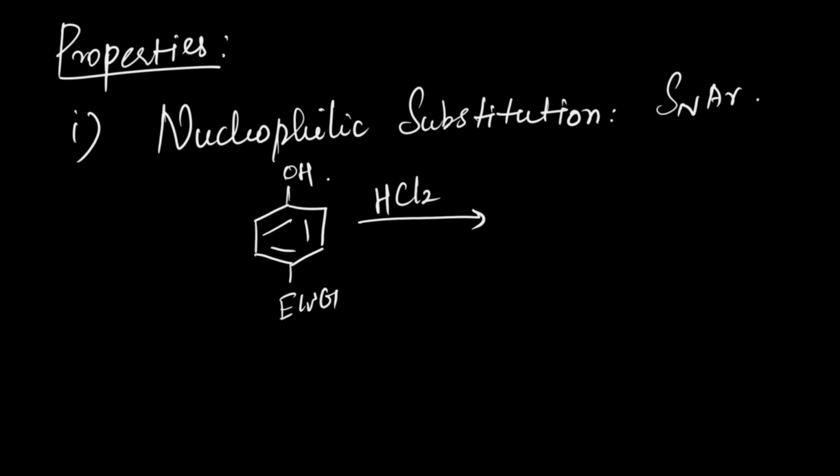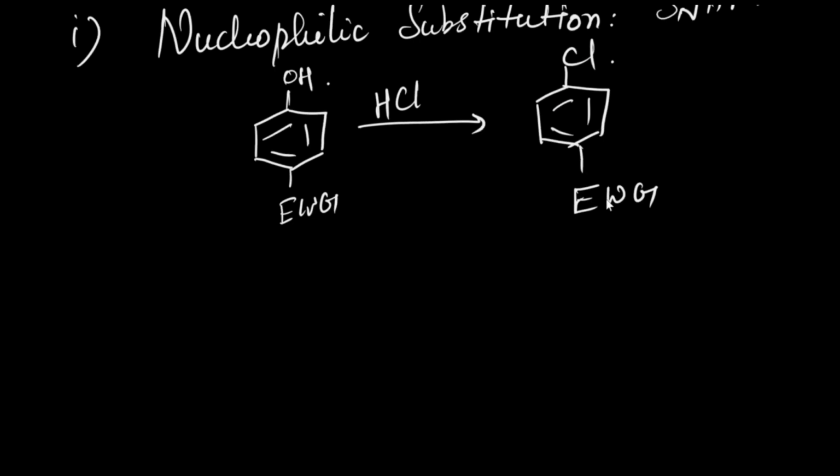And you can take HCl to produce C. What if I'm not having any electron withdrawing group? I want only the reaction of haloarenes with other compounds.